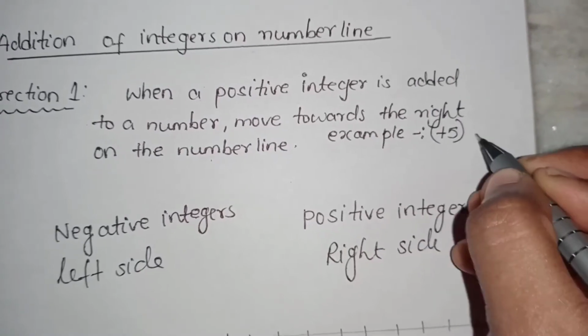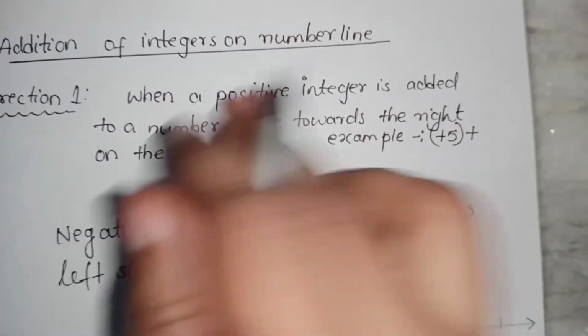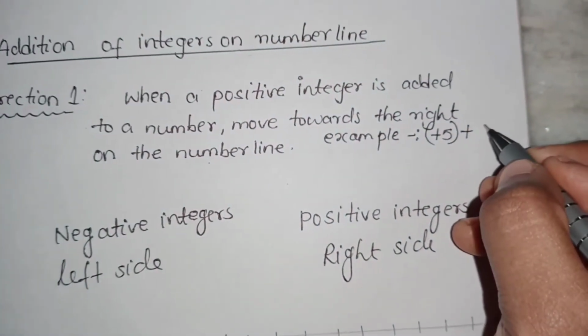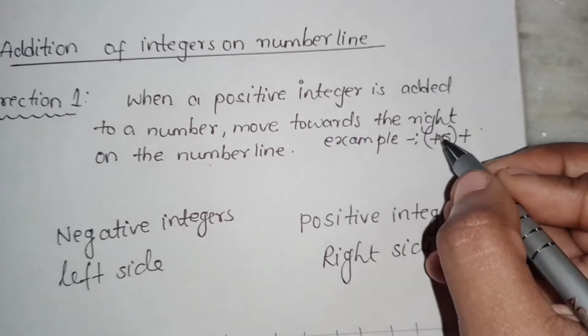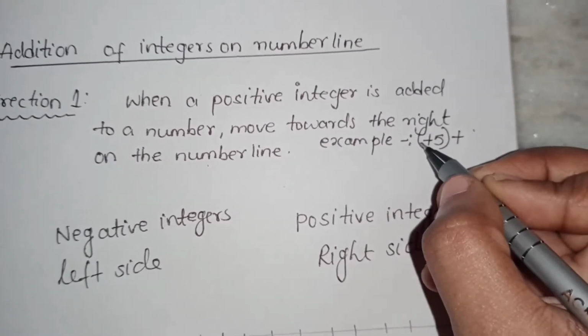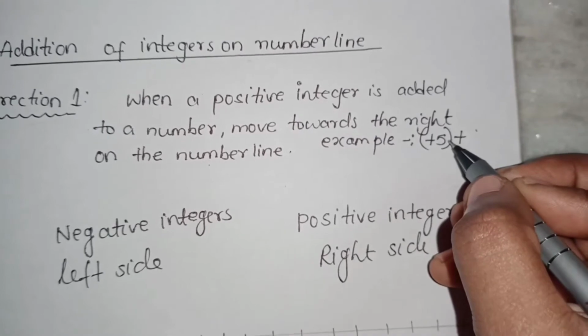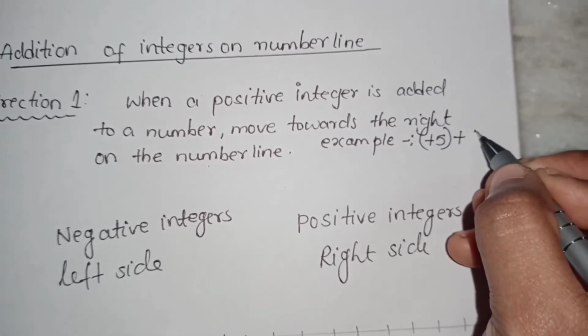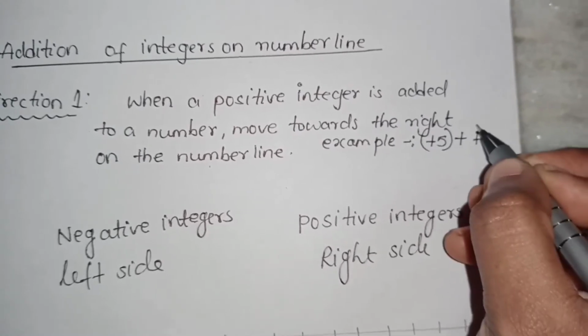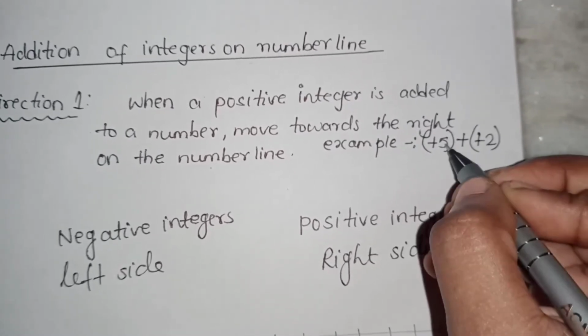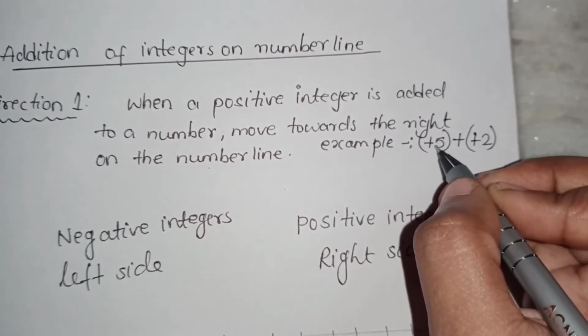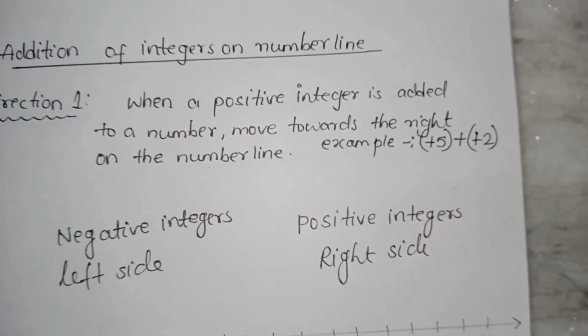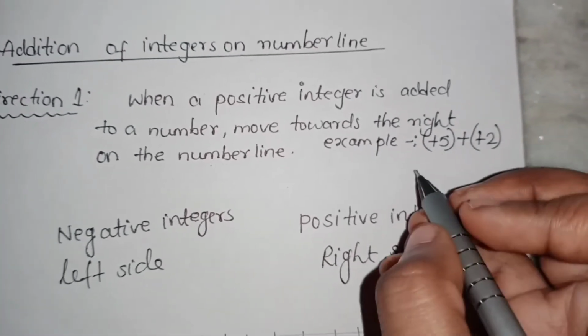When a positive integer is added, I will add a positive number here. This is any number; it can be negative also. So now I am going to write a positive integer; I will take plus 2. So when a positive integer is added to a number, the number can be anything, minus 5, plus 5 or any other number. It can be negative or positive.